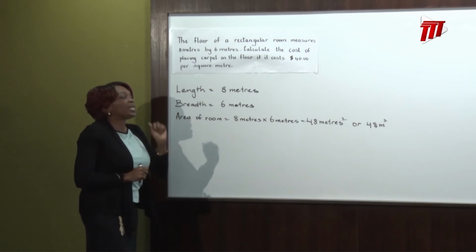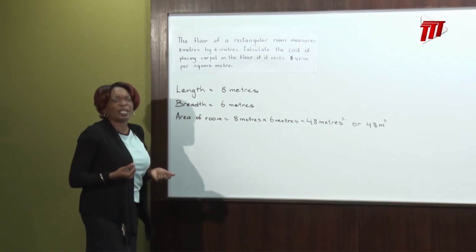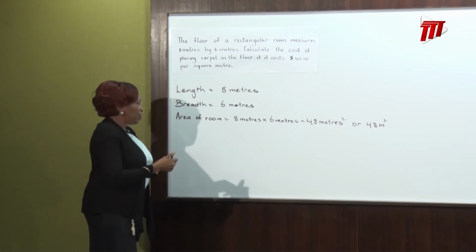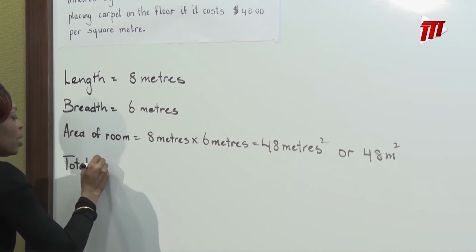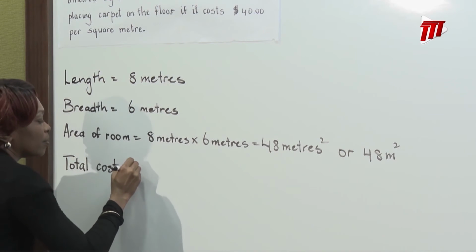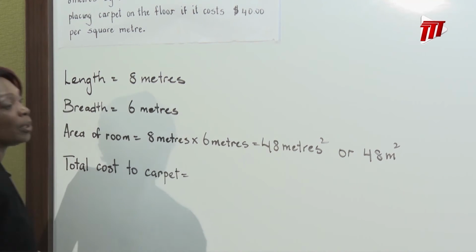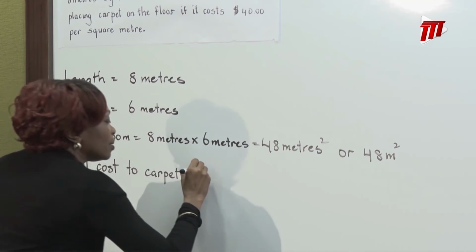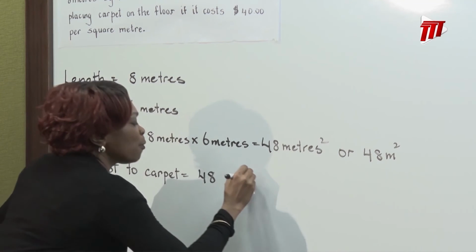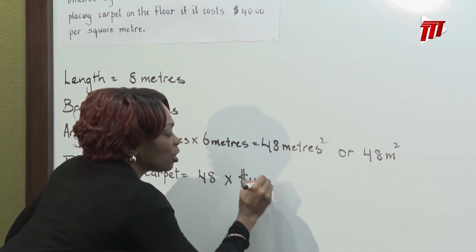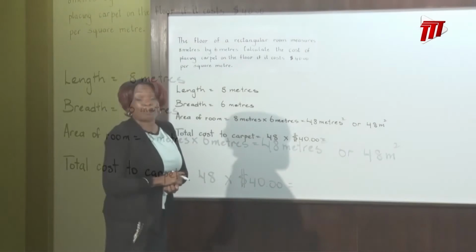We are now going to do what? Multiply the 48 meters squared by what? The 40 to get the total amount of money that we would need. Are you with me, children? Which is going to be the total cost to carpet. We will use the 48 and we're going to multiply by the $40. Children, are you seeing that? So we're multiplying 48 by 40.